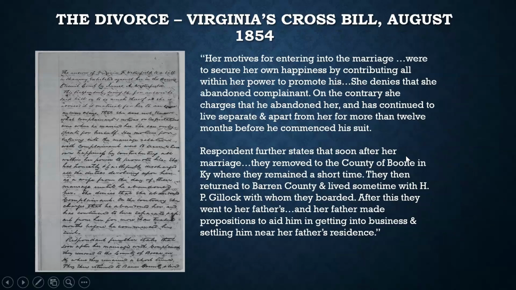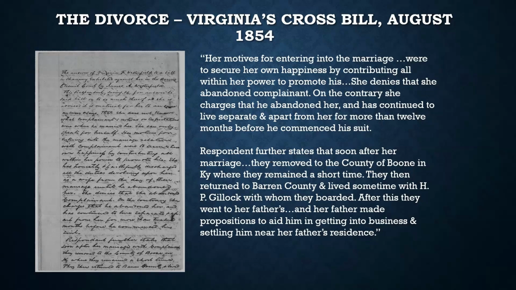And Virginia responded by filing a cross bill, and in her cross bill she says that he abandoned her and that they had been living separately for about a year before James filed his suit. So, given that time period, they were separated even when their daughter was born. So, they must have separated before she was born. She also states that at one point, after they were married, they moved up to Boone County, Kentucky, which is in northern Kentucky, near the Cincinnati area. And then they moved back to Barron County and they boarded with someone named H.P. Gillock before they ended up moving back to her father's home at Rocky Hill.